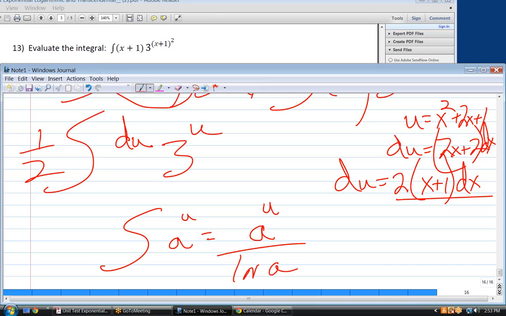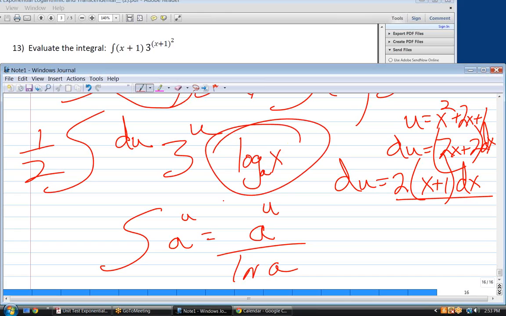Why is that? Because the natural log is the inverse, or I shouldn't say natural log, the log is the inverse of this, and integration is the inverse of differentiation. So when I take the derivative of log base a of x, I'm taking the derivative of that, I should get the same thing as taking the integral of that, and I do. Well, not exactly the same thing, but you can see the similarities.